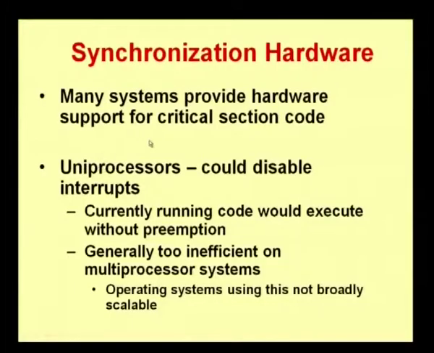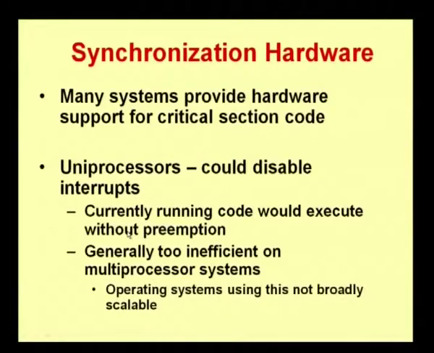One is the uniprocessor. Here we have a point to note: many systems provide hardware support, but again, not all systems. The uniprocessor can disable interrupts. A uniprocessor is one which works with a single processor. For example, Pentium 1, Pentium 2, Pentium 3 are single processors. So, what works with a single processor is called a uniprocessor. When you work with a uniprocessor, it disables the interrupt.